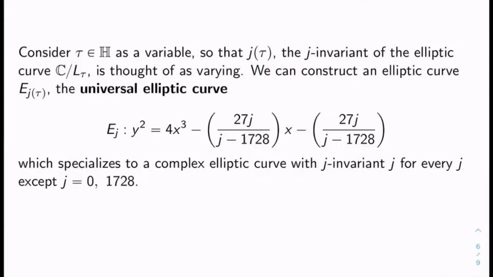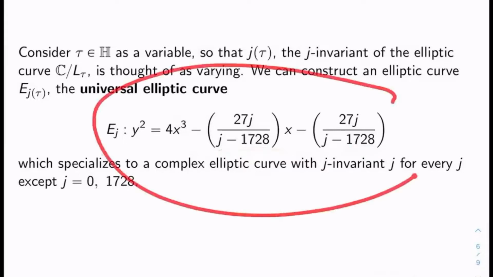You can construct an elliptic curve E sub J of tau, which is called the universal elliptic curve, in the following way. We'll call it E sub J for shorthand. It's just y squared equals 4x cubed minus 27j over j minus 1728 x minus 27j over j minus 1728. And what's neat about this is that if you plug in tau into j in all these various spots that you see at j, this specializes every time you plug in a tau to a complex elliptic curve with j invariant j for every possible j except j equals 0. Obviously, that gives you a singularity. And j equals 1728 is obviously also not possible because you'll divide by 0.